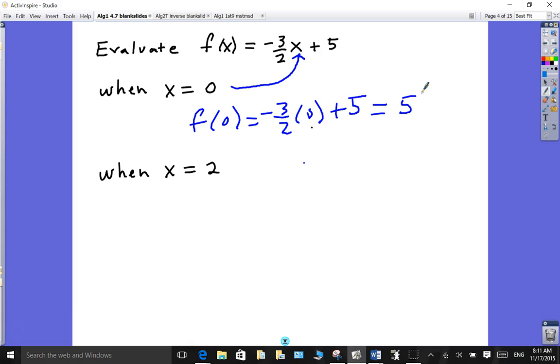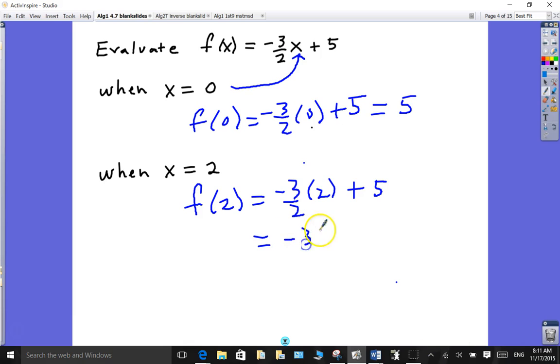Evaluate the function when x equals 2. Right? F of 2 equals, what do I do with the 2? What is that going to look like? Plug it in here. What does it look like? Negative 3/2 times 2 plus 5, which is negative 3 plus 5, which is 2. So f of 2 is 2.